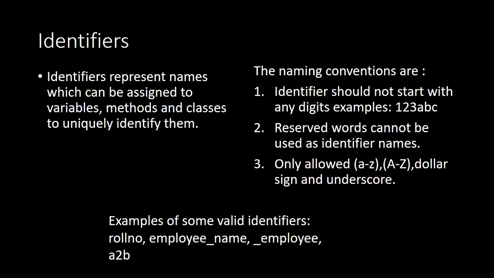Let's take some examples of valid identifiers: roll number, employee underscore name, underscore employee, and A to B. Look carefully that roll number starts not with a digit, but with an alphabet. In employee underscore name, symbols are given. Remember that only dollar and underscore symbols are used. Here the underscore separates two different words, and an underscore can also be used at the start of a name.